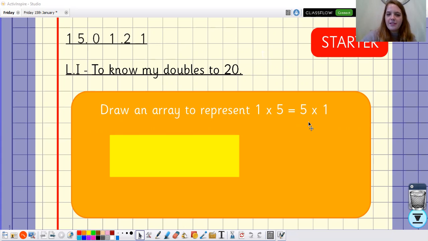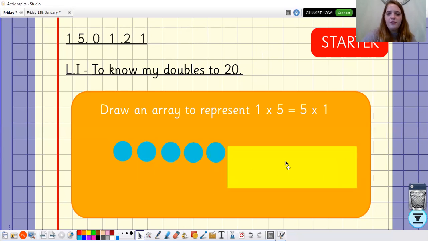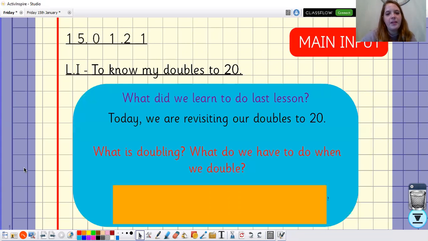Okay, so I'm going to share my example with you. So I've just drawn very simply here 5 dots, so you can see 1 row of 5. So this represents 1 multiplied by 5, or 1 group of 5. Okay, so let's move on to our learning for today.